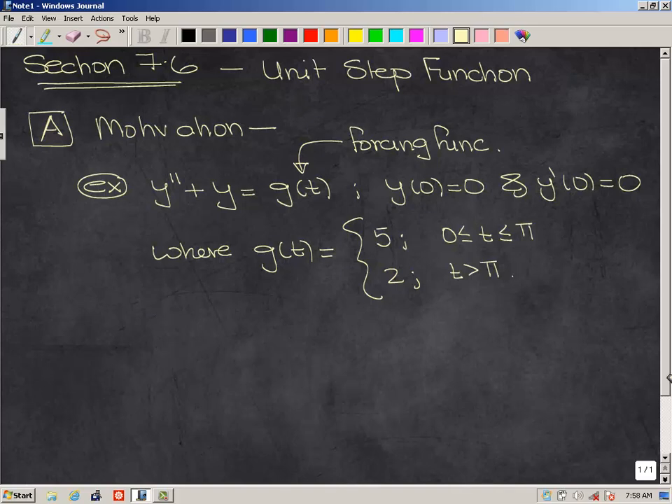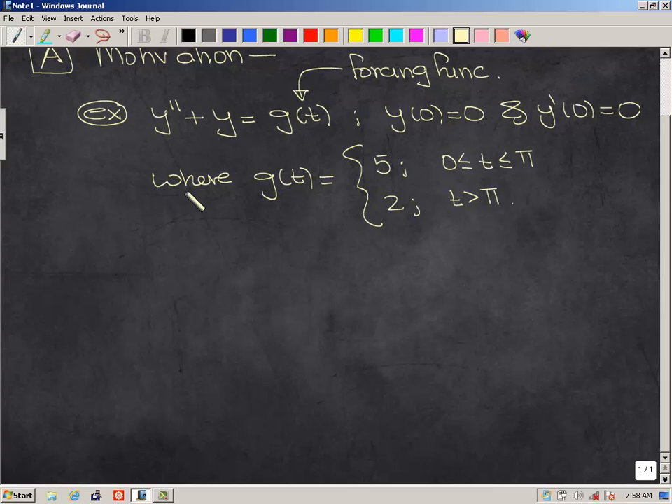So how would you solve this problem? Well, I technically have two problems. Once when g is 5, that happens between 0 and pi, and once when g is 2, that happens when t is greater than pi. So I'm going to have to do this problem twice. So let's start with the first one.